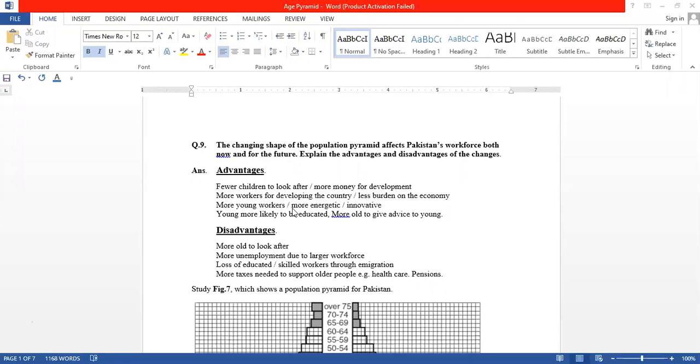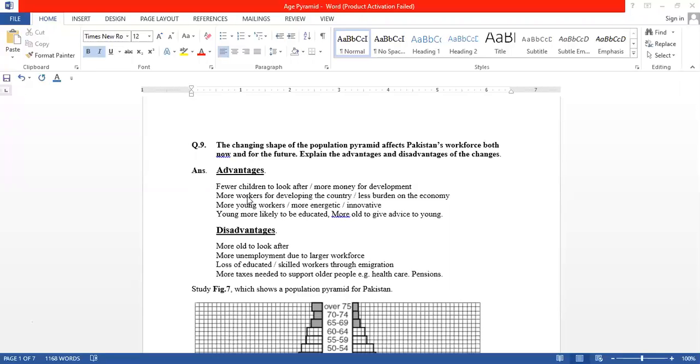So according to the previous age pyramid, as I said, there are few children, and it's very easy to look after them. As well as there is a chance of more development. If a family has two kids, it means they will maintain the standard. Their house will be good. They also give good education to their kids. That all comes with a good standard.